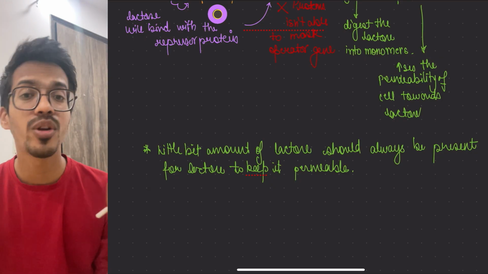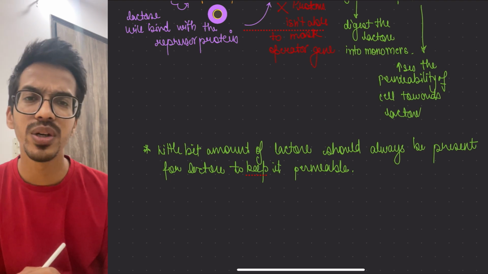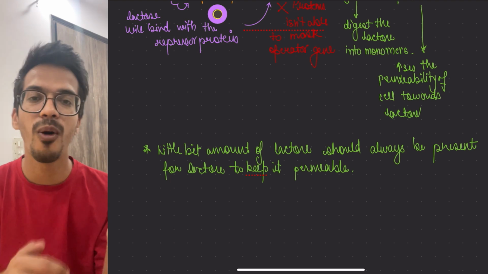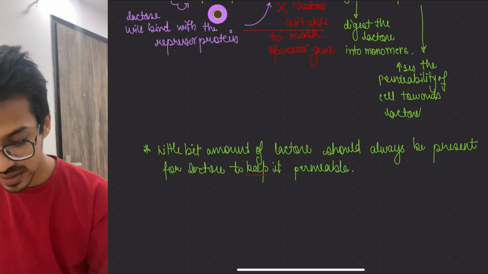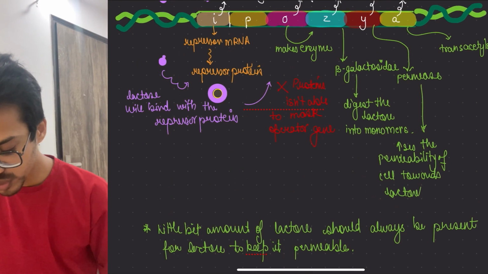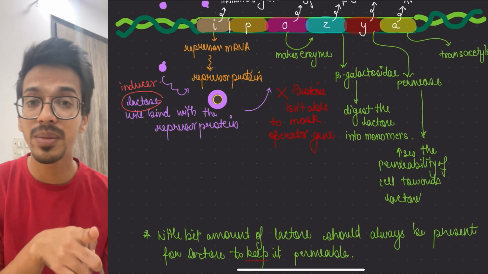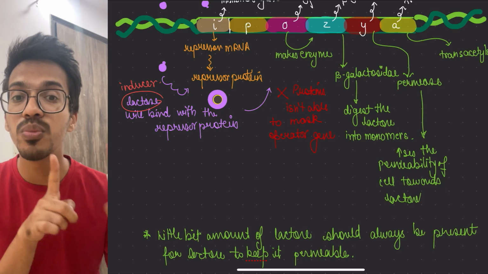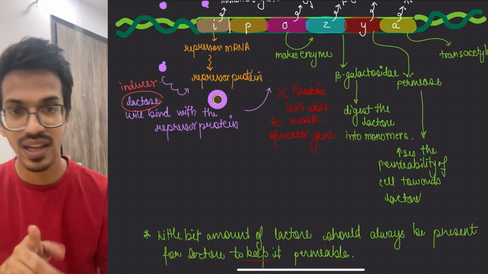There are other operons also present which are not in your syllabus, but they also work in a similar way, either positively or negatively. Here the lactose is considered to be the inducer. So lactose would be what? Inducer, to induce the process for the operator to make the genes ZYA respectively.